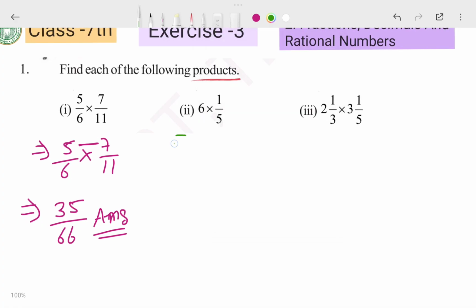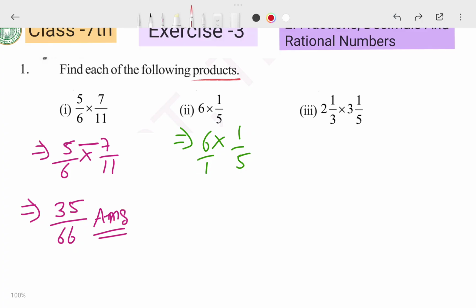The second question is 6 cross 1 by 5. We already know that when a numerator is given and there is no denominator, we assume it as 1, because there is no number downwards, so we assume 1. In this one the same process applies. We have to check: will 6 or 5 cancel? No, it cannot be cancelled. Now will 1 or 1 cancel? Yes, it can cancel, so the answer will be 1 only.